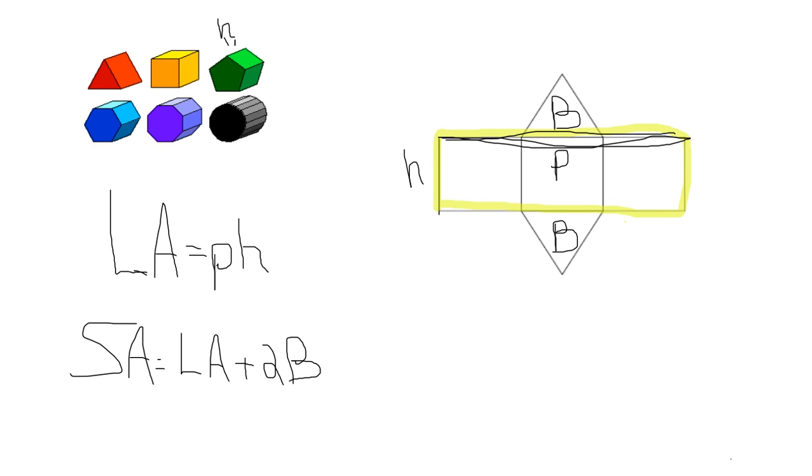So if I wanted to find the lateral area of any prism, I need to find the perimeter of the base and then multiply that by the height of the prism, or the distance between the bases.